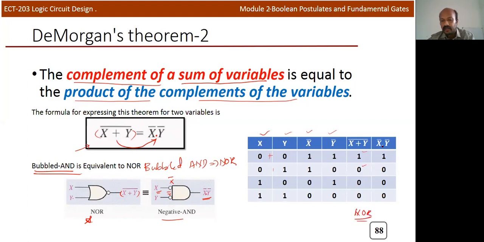And now we need to calculate x bar dot y bar. So these are x bar, y bar, and you need to perform the AND operation. So 1 and 1 becomes 1, 1 and 0 is 0, 0 and 1 is 0, 0 and 0 is 0. So we can see that these two columns are the same. From this, we can conclude that this is a valid equation in Boolean expression. It's a very important theorem, a Boolean concept, DeMorgan's theorem.